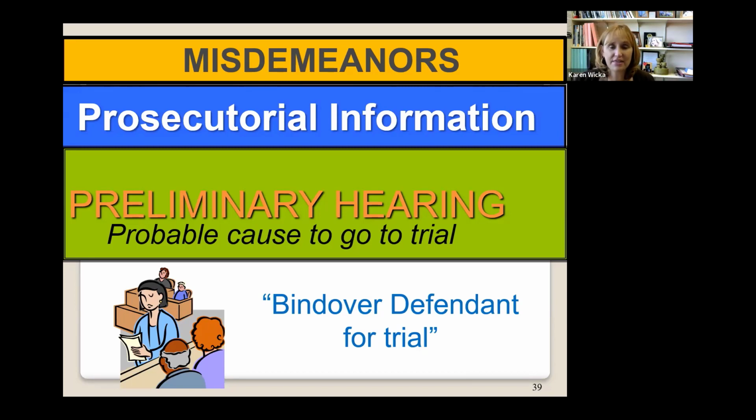So putting it all together, the person's arrested and the prosecutor has to decide what to charge. So the prosecutor decides misdemeanor. If they decide misdemeanor, then they complete prosecutorial information. And then the check on that to assure there's enough probable cause is the preliminary hearing. And if the judge decides there is enough probable cause, then they bind the defendant over for trial.